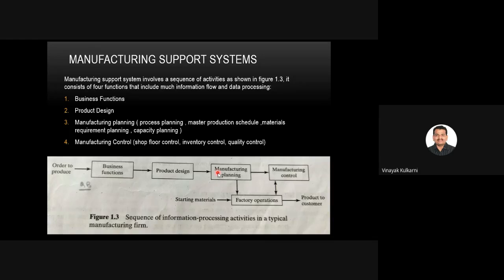Then you have material requirements planning. In addition to the master production schedule, you also require material requirements planning. The schedule lists the quantity of products it is capable of producing each month, given the number of machines and manpower. So in material requirement planning, you need to know how much material is required.